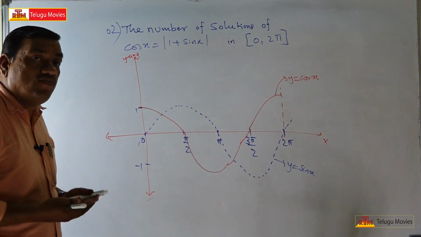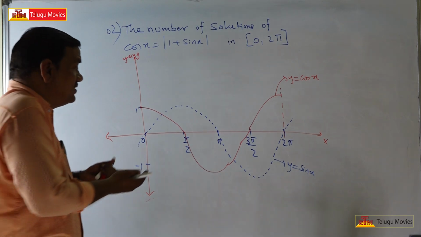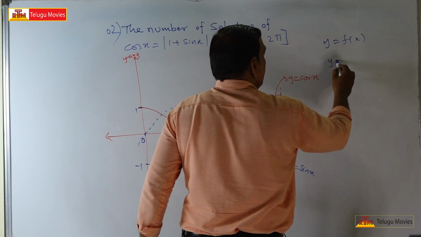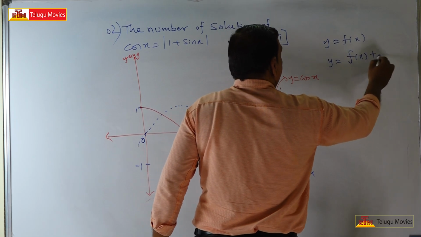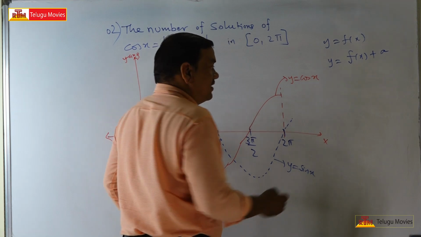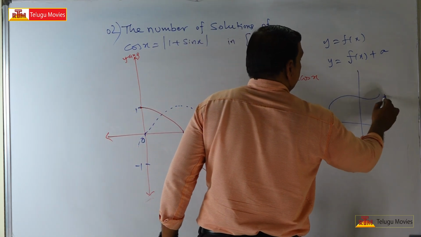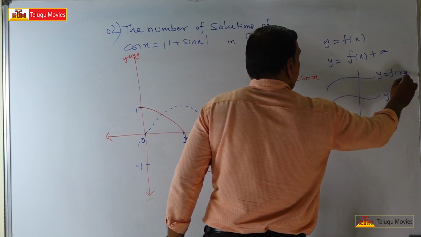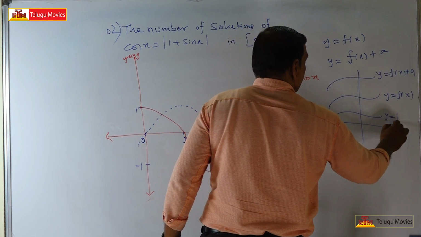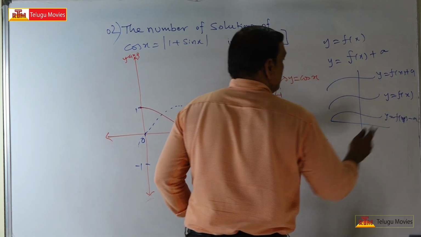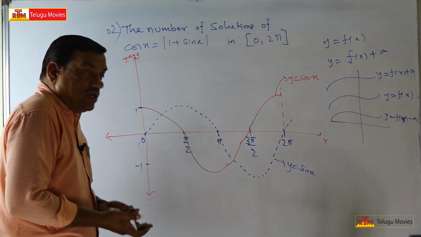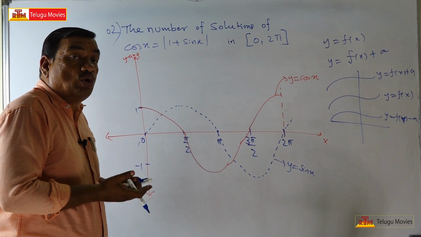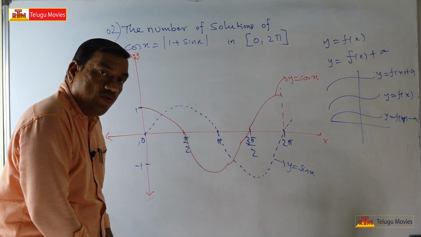What is the graph of y is equal to 1 plus sin x? Whatever may be the graph y is equal to f of x, the graph of y is equal to f of x plus a and y is equal to f of x minus a are obtained by shifting. That means if it is plus a, the total graph is raised by a units. If it is minus a, the total graph is moved down by a units.